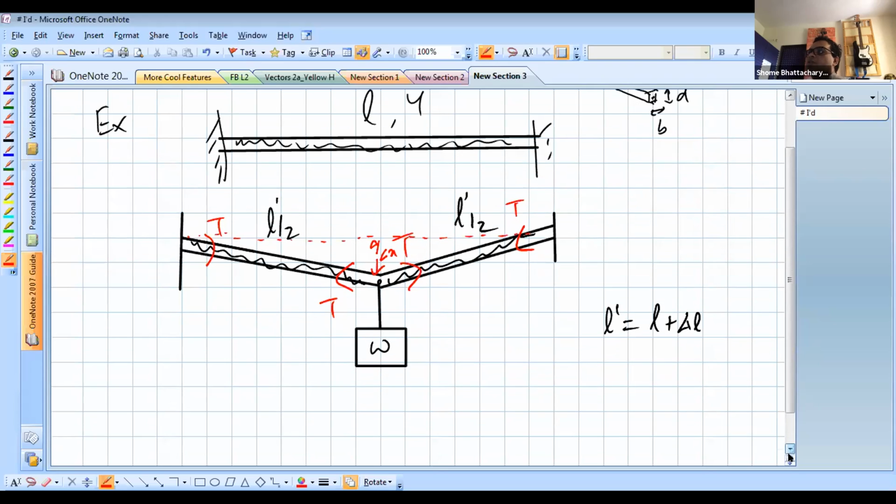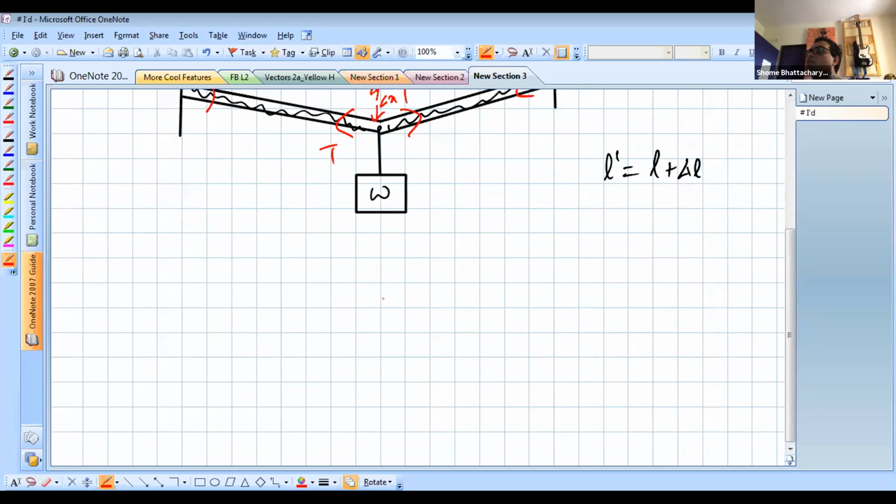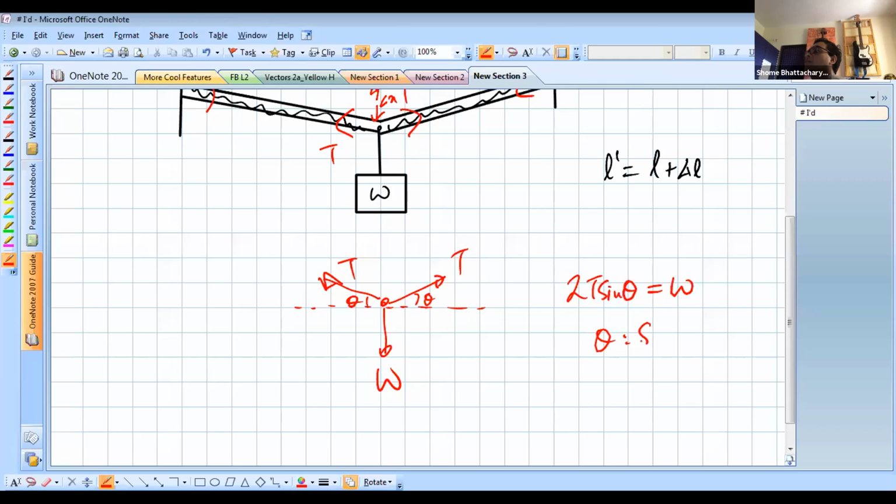So now you have to understand like this. At that center point, the FBD is weight acting downwards and tension acting like this. Let us say that the angle that the tension makes with the horizontal is theta. So we obviously have 2T sine theta equal to W, and we'll assume theta is a small angle. If theta is small, then 2T into theta is approximately equal to the weight. So that's my first equation.